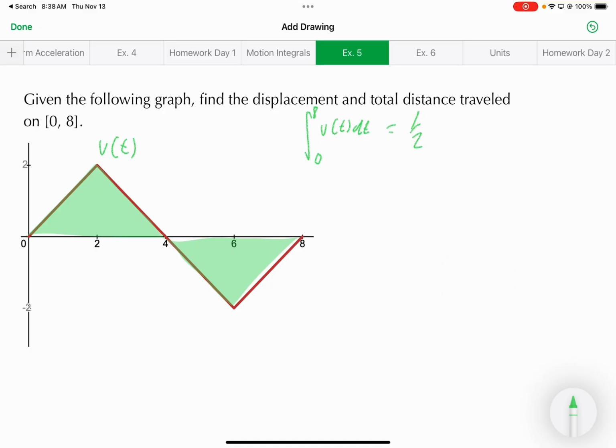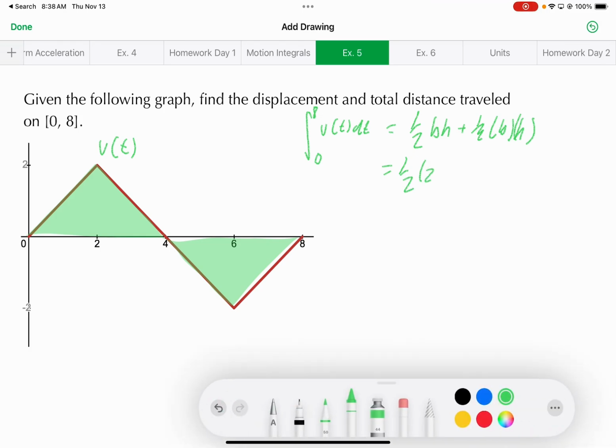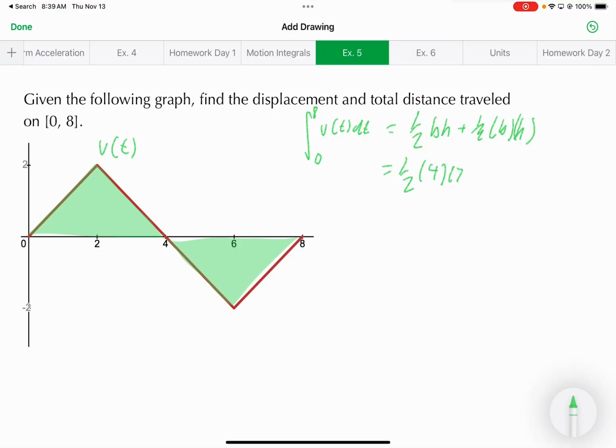All right, so I would get 1/2 base times height plus 1/2 base times height. Base of my first triangle is going to be 4, and then my height is going to be 2. And then base of my second triangle, also 4, but I have a height of -2. So I get 0. My displacement is going to be 0.